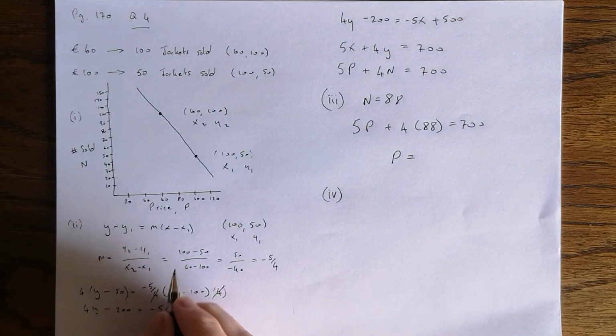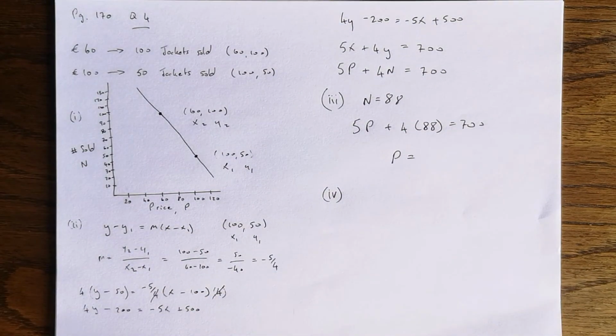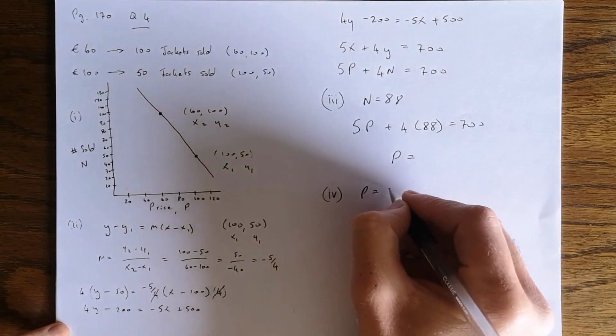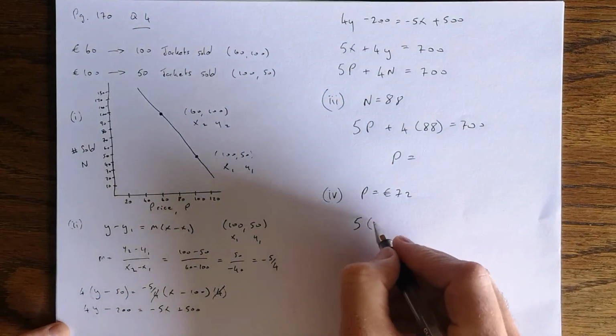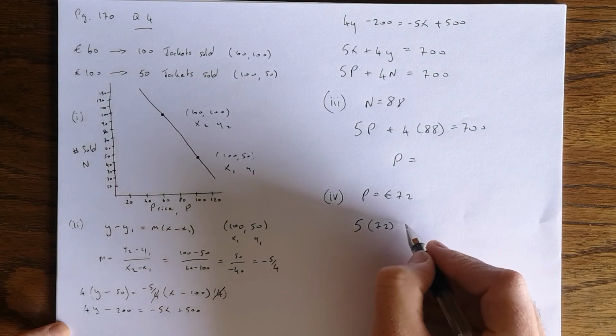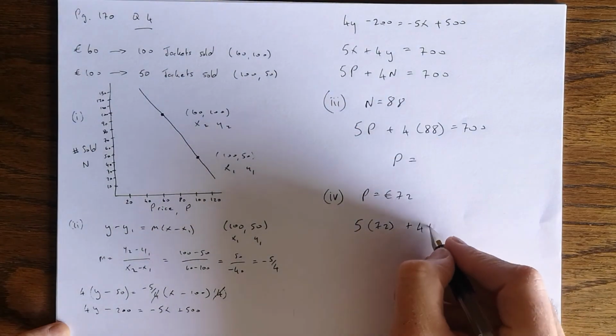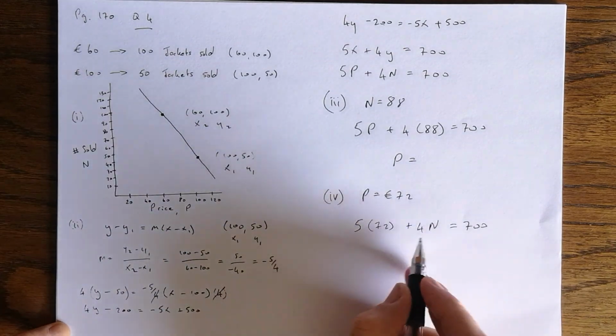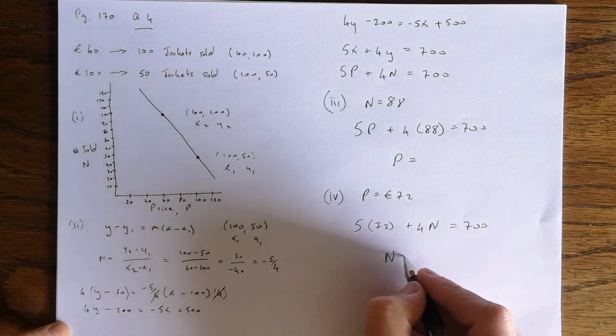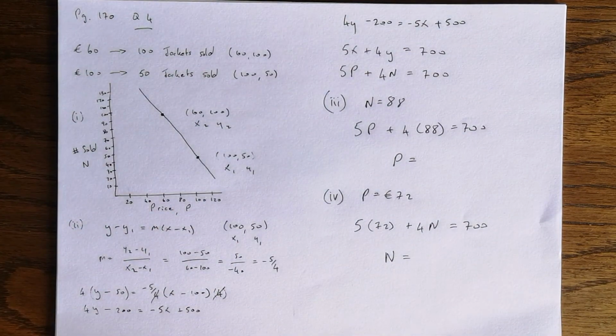Now the last bit says something similar. It says find the number of jackets that should be manufactured if they are to be sold at €72 each. This time we're given P is equal to 72. So I just fill that in: 5 times 72 plus 4N, because we're looking for N, the number of jackets, is equal to 700. And I just solve that equation for N. I should end up with N is equal to something, and that will be the answer to that.